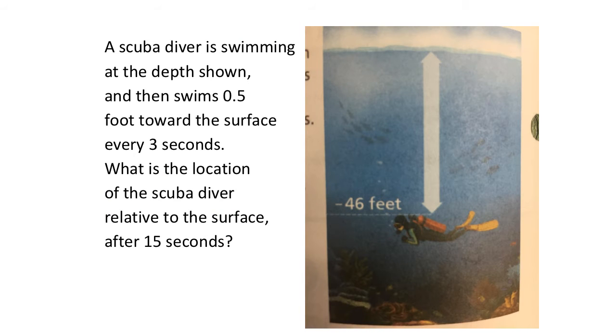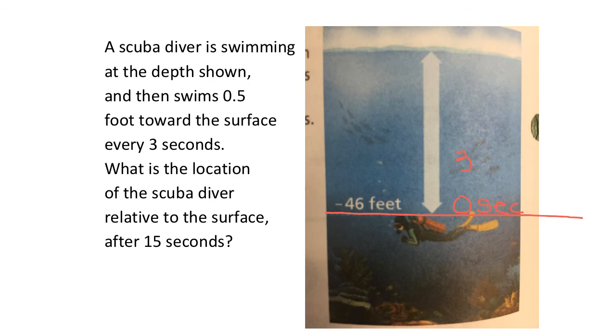Question 5. A scuba diver is swimming at the depth shown and then swims 5/10 foot toward the surface every 3 seconds. What is the location of the scuba diver relative to the surface after 15 seconds? If we look at our picture, our scuba diver is at negative 46 feet. That is at 0 seconds change. If we work through this problem like a number line, every 3 seconds, the scuba diver's distance is going to change by 5/10 of a foot.